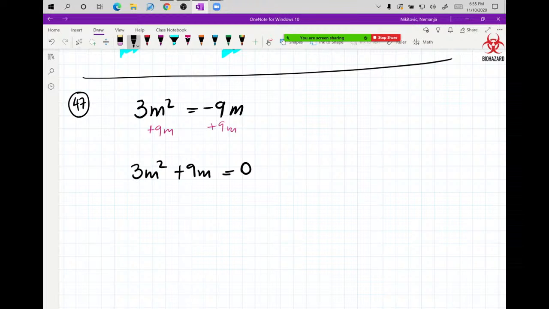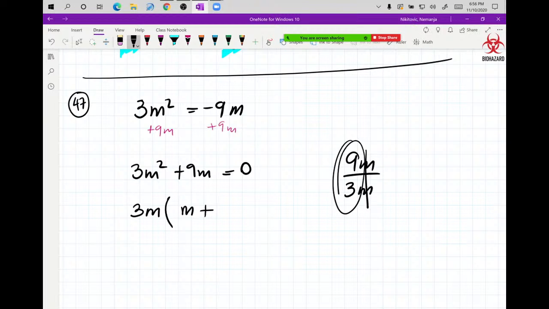3m, exactly. So we kick 3m out, and what's left? Is it m minus 9? No, wait a minute. Now the sign is plus. I fixed the mistake. So it's going to be m plus, and how much is 9m divided by 3m? The m's clearly cancel. 9 divided by 3 is 3. So 3m. All right.